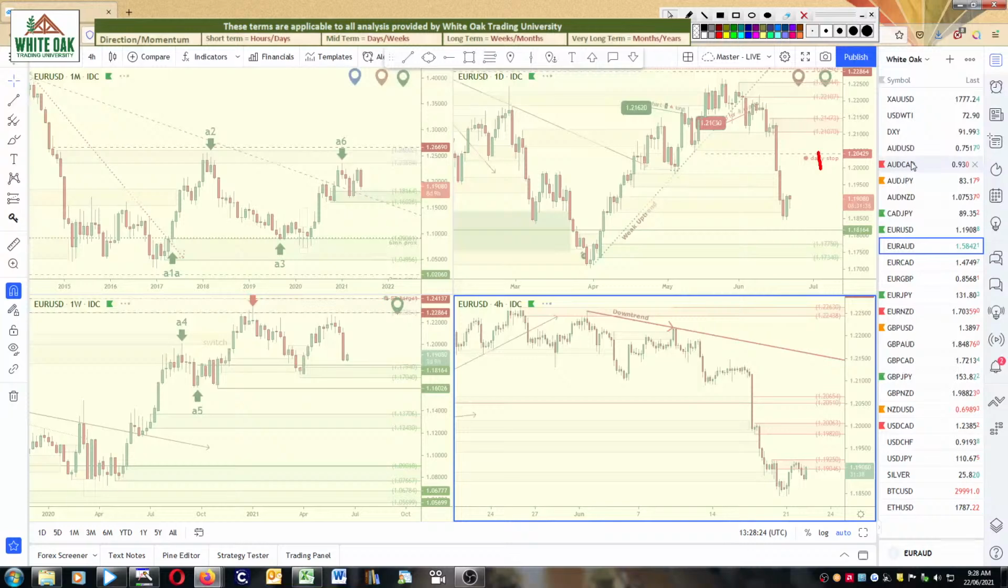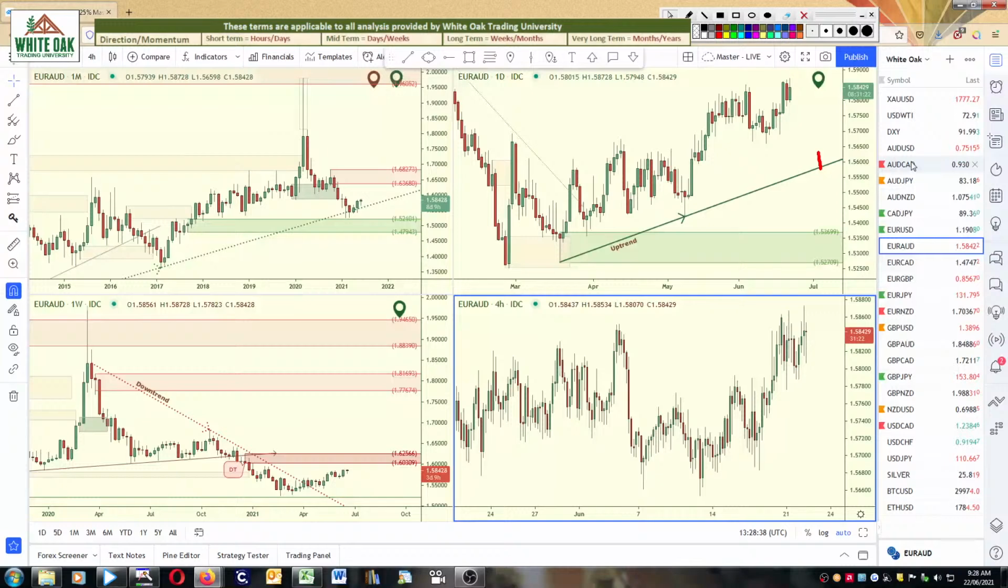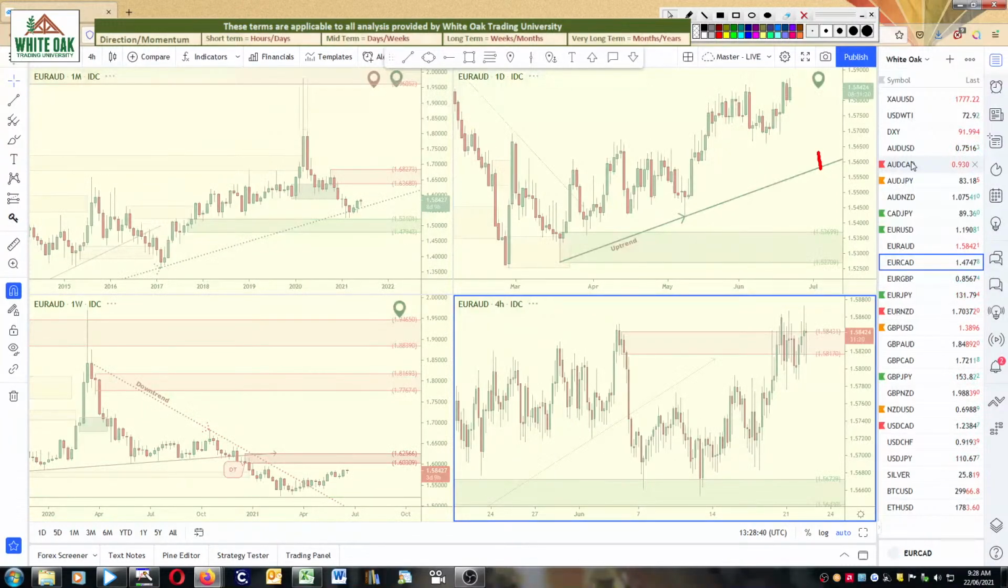Okay, Euro Aussie. If there's strength in the euro and weakness in the Aussie, then we can see some weakness on the Euro Aussie. But the chart is very difficult. There's nothing very strong on the chart from what I'm seeing that would suggest that it's definitely going to go lower.